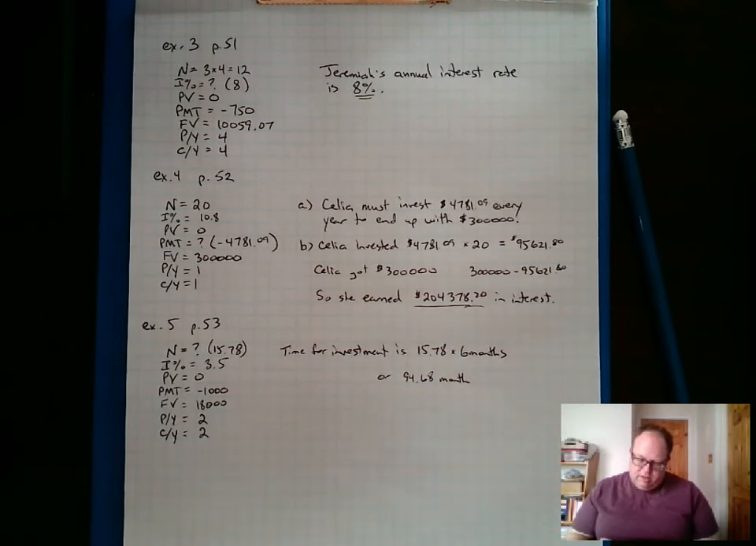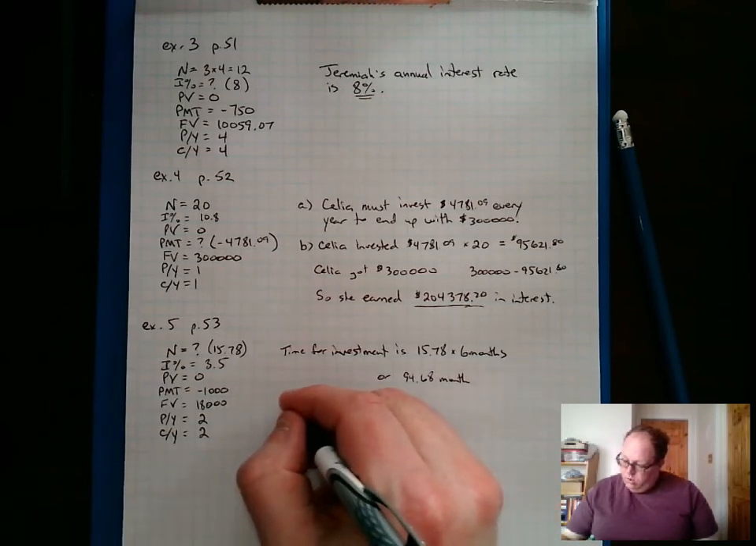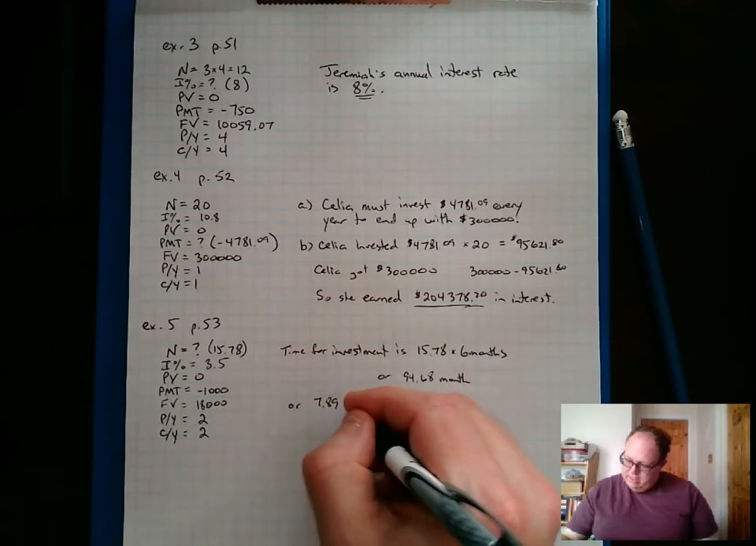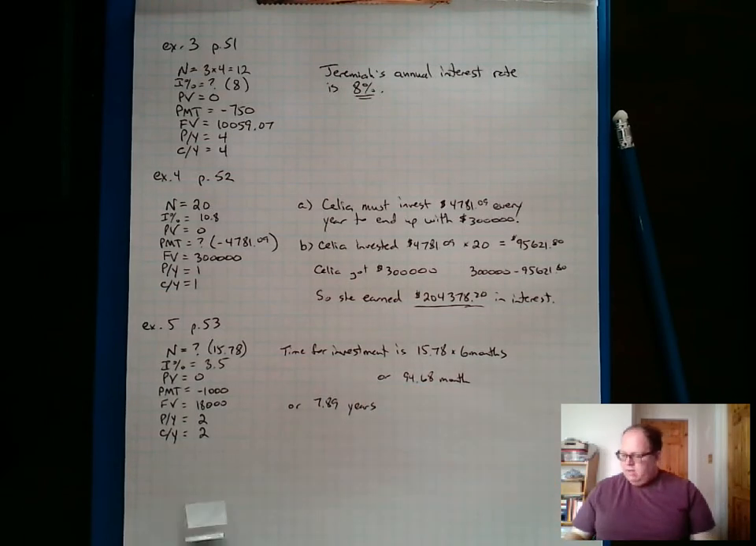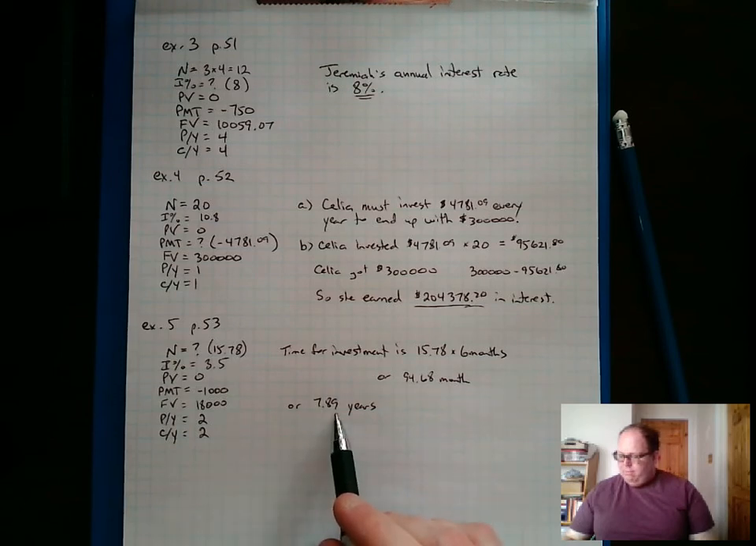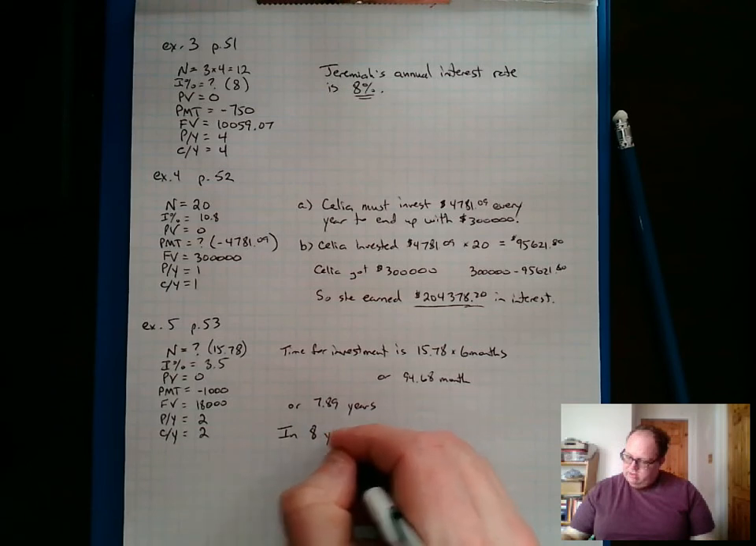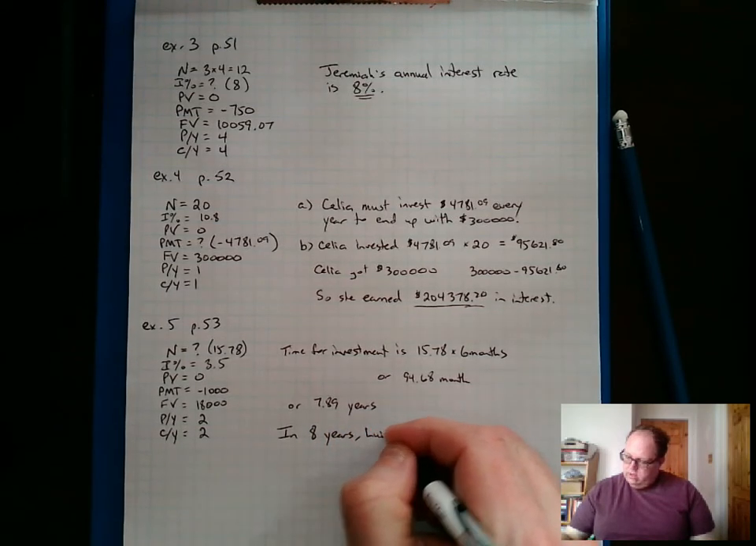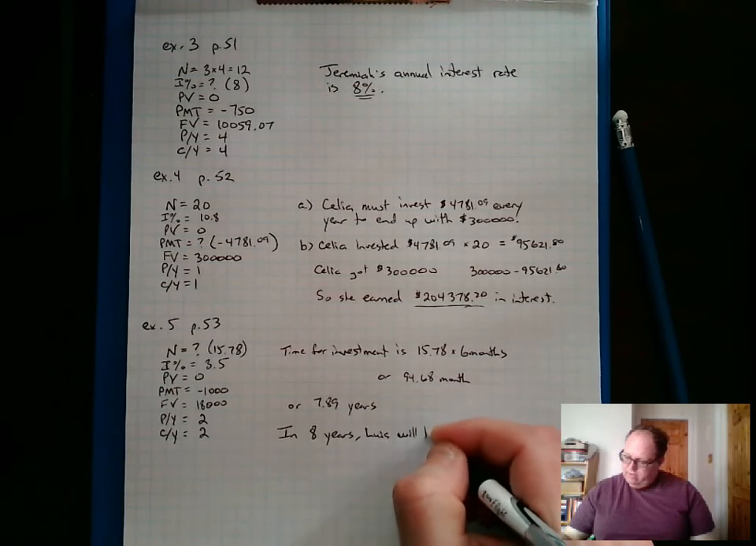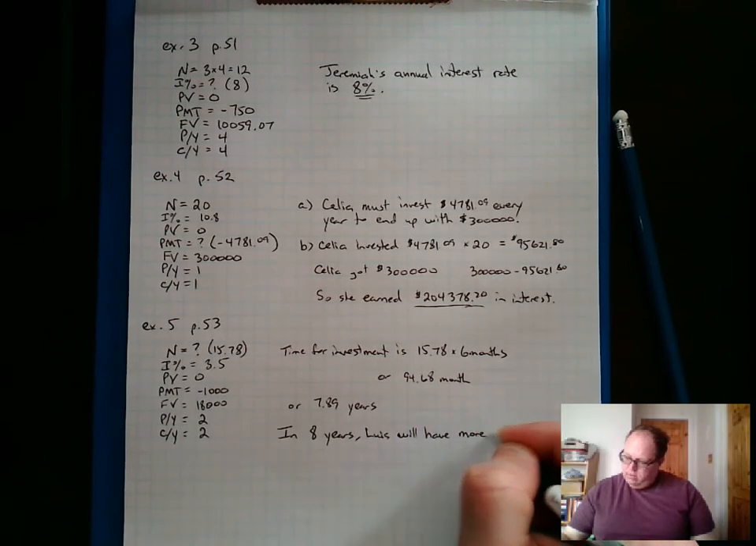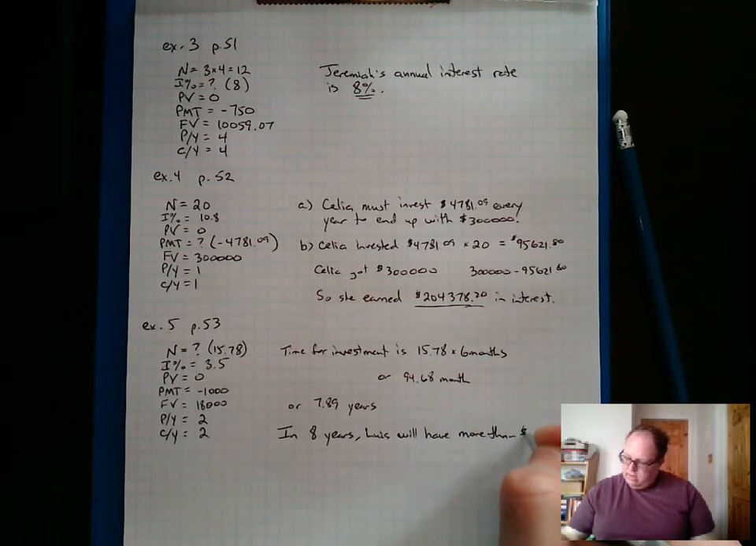So if I divide by 12, that's 7.89 years. However, Luis is not getting payments every 0.89 years. So we've got to round to the nearest part of a year. I'm going to have to go up. So that would tell me that in 8 years, Luis will have more than $18,000.